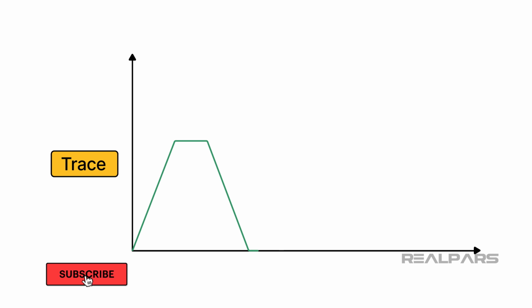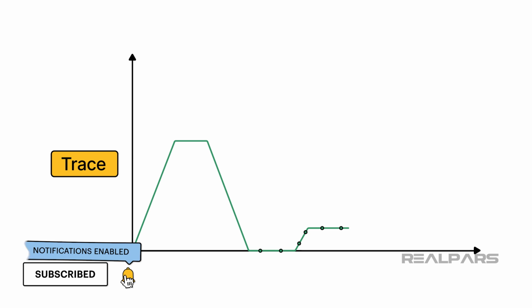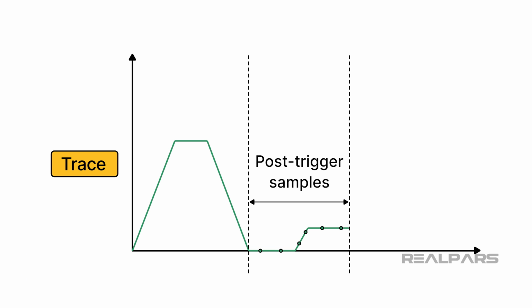Traces can be configured to have a trigger. When a trigger is detected, the trace records a predefined number of post-trigger samples and then stops recording data until the trigger is reset. This is a very useful feature when you're trying to debug intermittent problems in a control system that are hard to monitor.